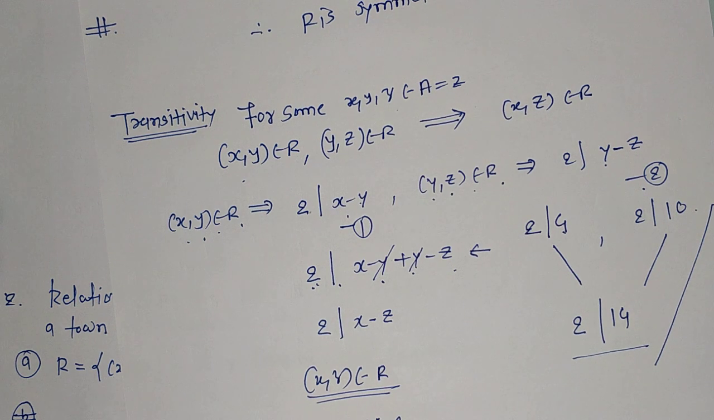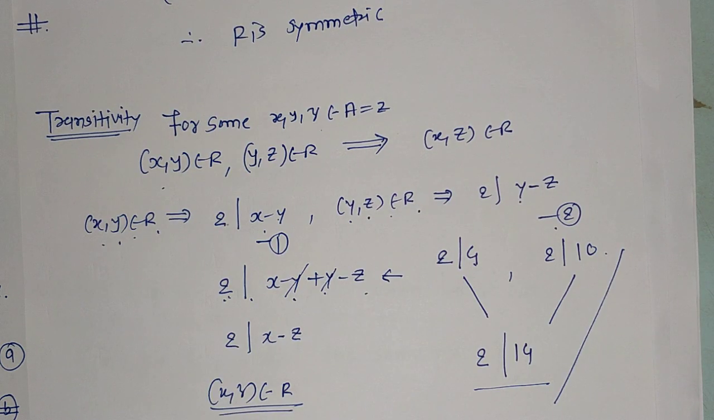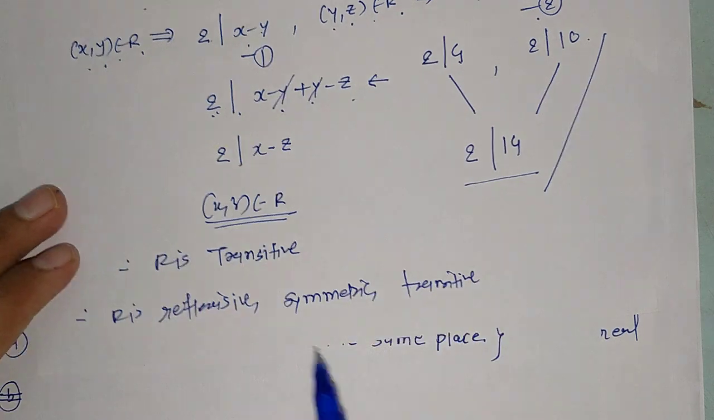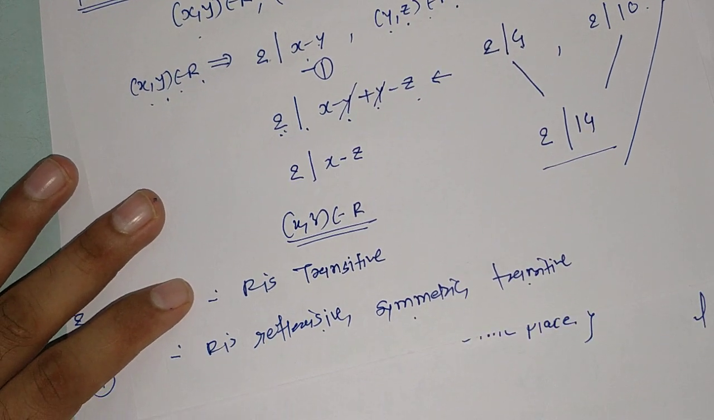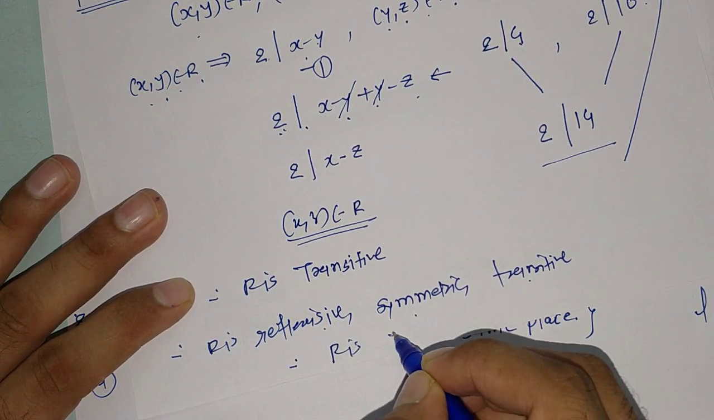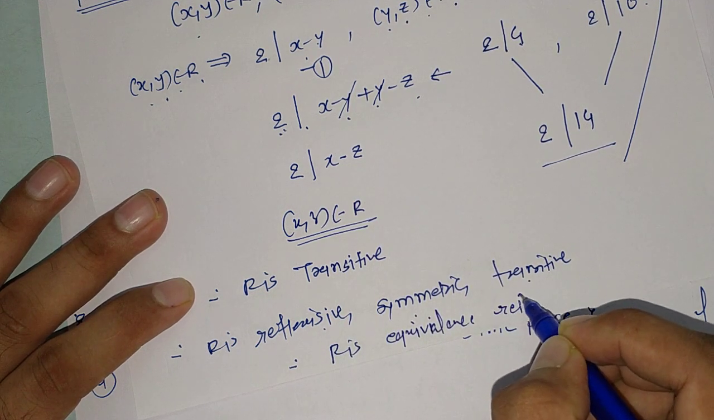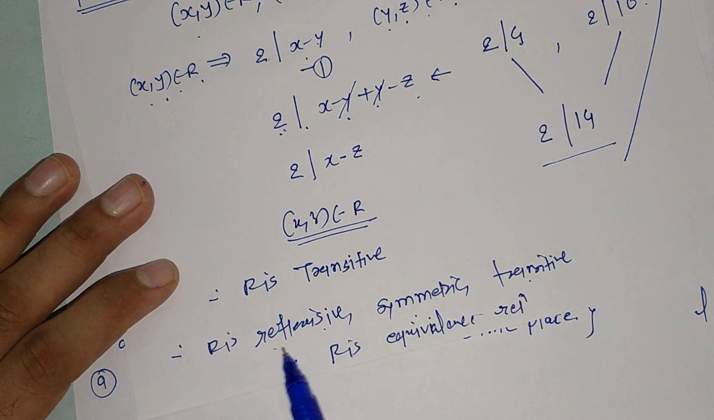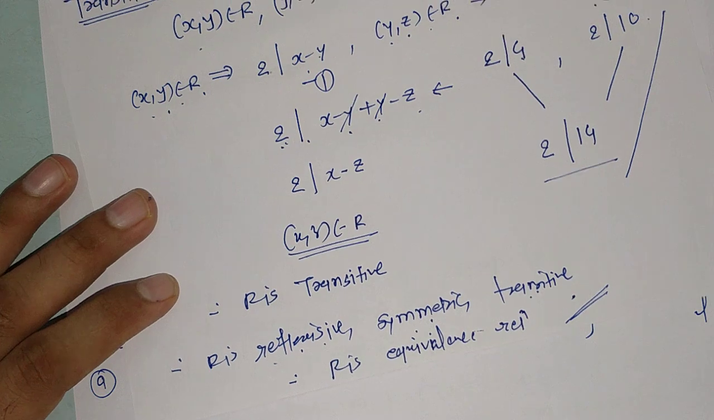So R is reflexive, symmetric and transitive. That means R is reflexive, symmetric and transitive. Therefore R is an equivalence relation. As the definition of equivalence says, if R satisfies all three properties, reflexivity, symmetricity and transitivity, R is an equivalence relation. I guess the question is clear to you.